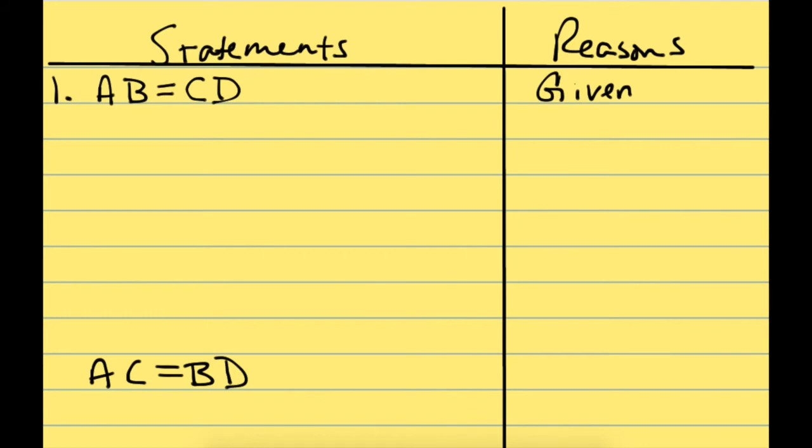We know that AC and BD are made up of two separate parts. AC is made up of AB and BC, and BD is made up of BC and BD. Why are we allowed to go from here to here? That's right, we can use the segment addition postulate.